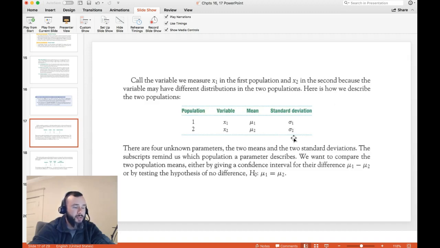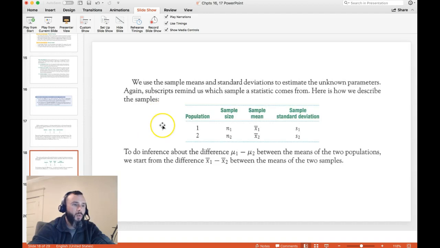We want to compare the 2 population means either by giving the confidence interval for their difference, mu1 minus mu2, or by testing the hypothesis of no difference, wherein mu1 equals mu2. We use the sample means and standard deviations to estimate the unknown parameters. Again, subscripts remind us which sample a statistic is from. Here is how we describe the samples. So we have populations number 1 and 2, sample sizes n1 and n2, sample means that we get just from calculating the mean of the sample, x1 bar and x2 bar, and of course the standard deviation of the sample, s1 and s2. To do inference about the difference, mu1 minus mu2, between the means of the 2 populations, we start from the difference of x1 bar and x2 bar between the means of the two samples. So we're taking x1 bar minus x2 bar.